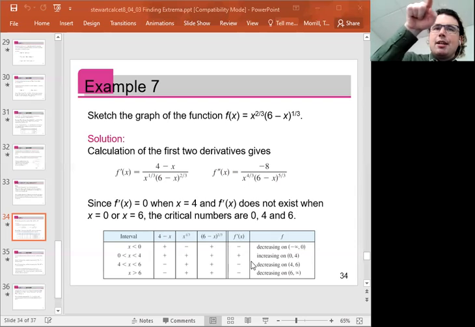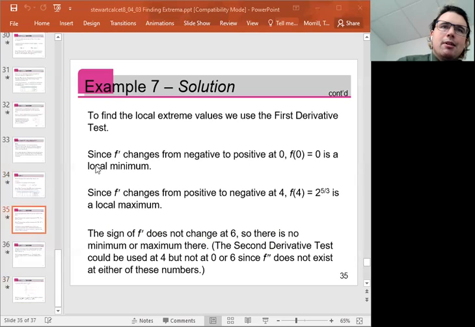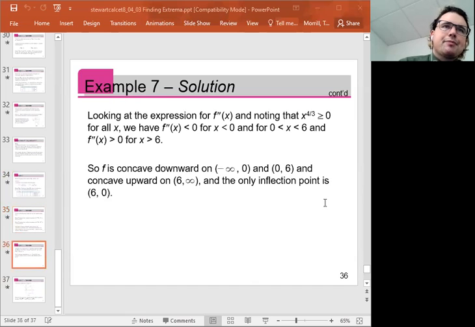Then later on, I am increasing and I stop increasing and I decrease instead. I've got a local maximum. Then I've got a decreasing function, and then it'll stop decreasing, and then it decreases again. Not a minimum or a maximum, just a false positive. So this is describing all of what I said in printed text. And again, we could have used the second derivative in some of those places, but not for x equals 0 and not for x equals 6.